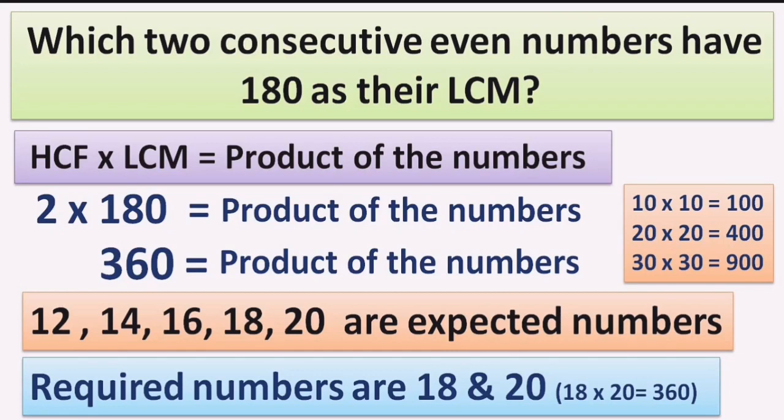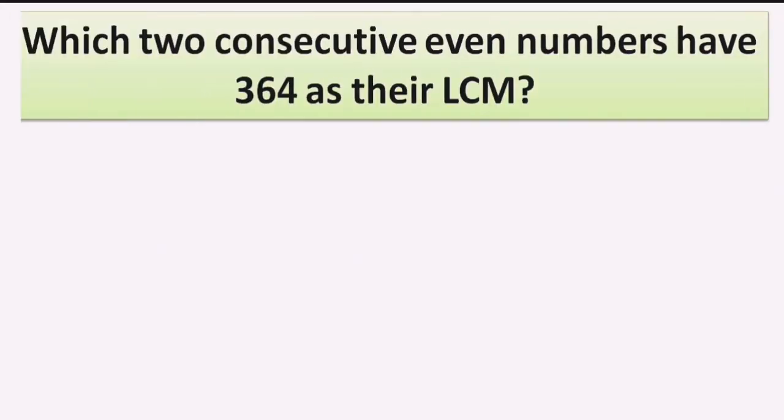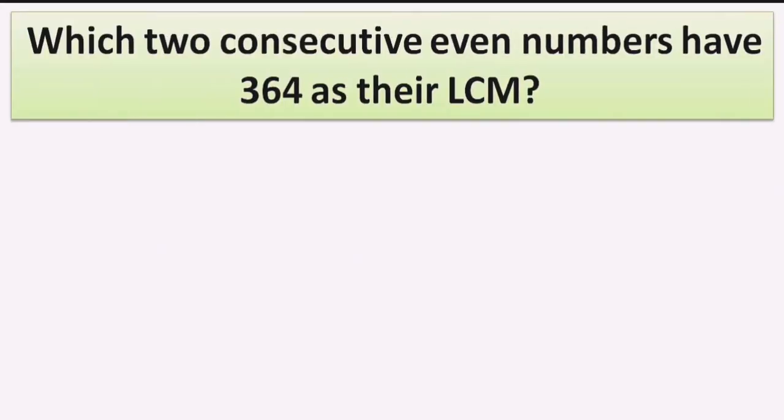Okay, so where is the tricky part over here? I need to locate that product between squares of the numbers. Okay, correct. Now we'll try one more sum. Here is the sum on your screen. The sum says this time I require LCM 364. Okay, the number is a little higher, correct?